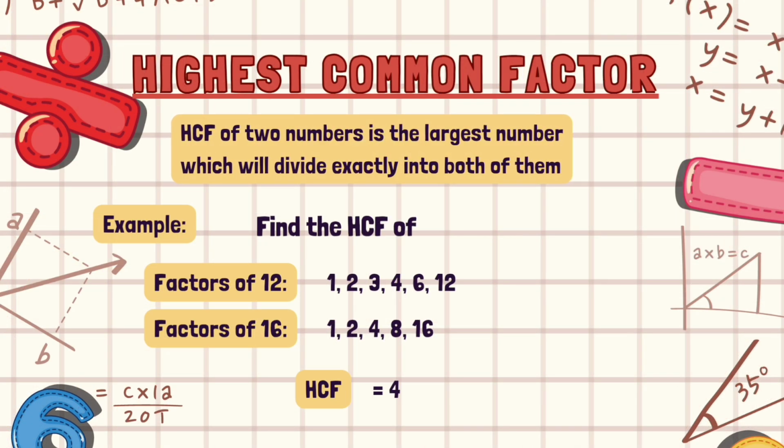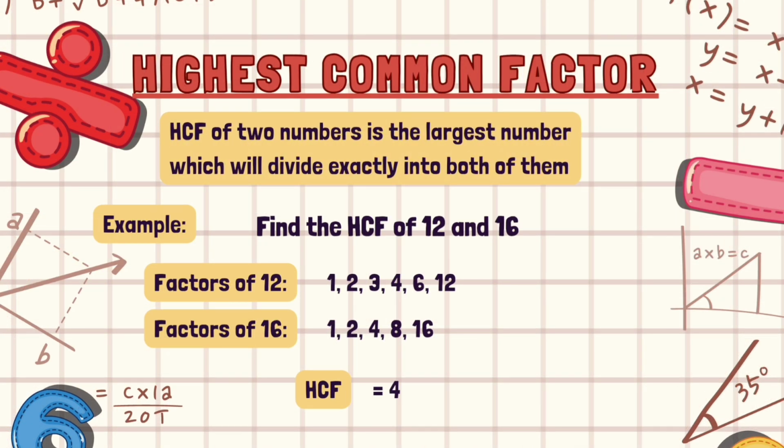HCF stands for the highest common factor. As the name says, it is the highest common factor which divides both numbers, leaving no remainder. Let's take an example. Find out the HCF of 12 and 16. We first find out all the possible factors of both the numbers and then we see which is the highest common factor. Like in the case of 12 and 16, 4 is the highest common factor which will divide both 12 and 16 without leaving any remainder.